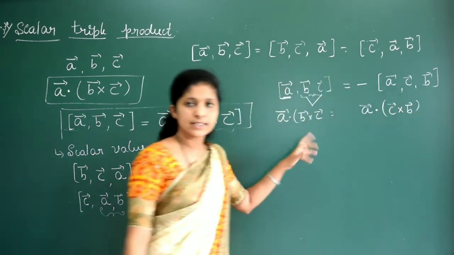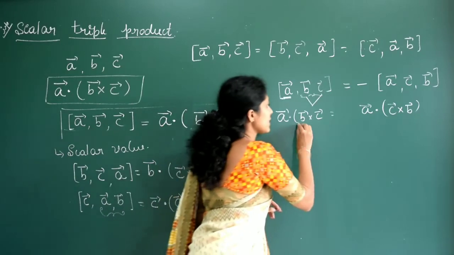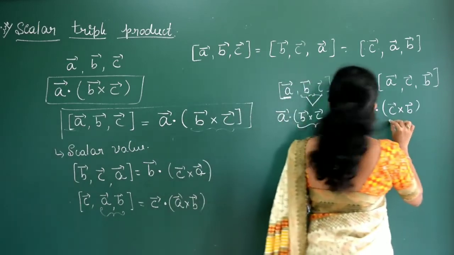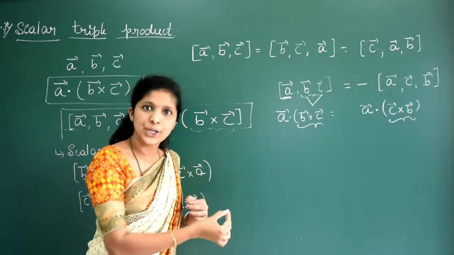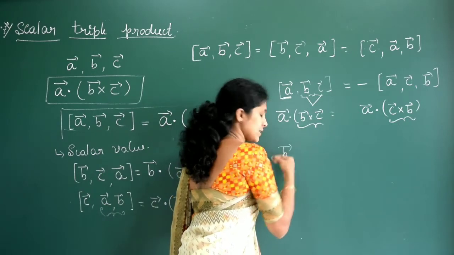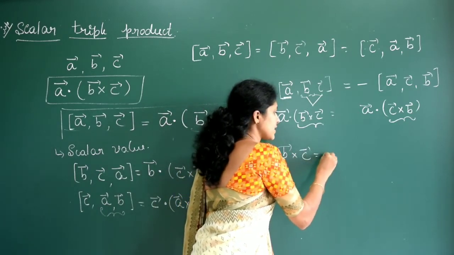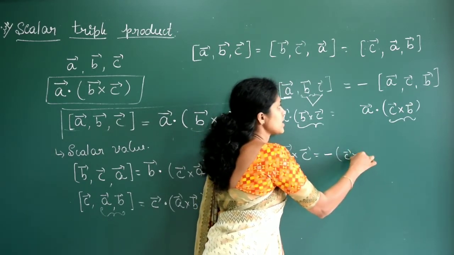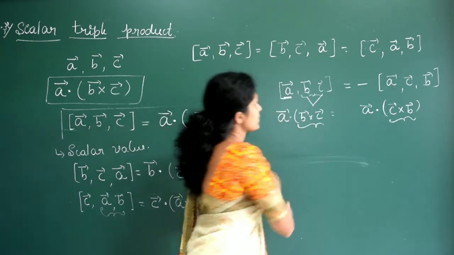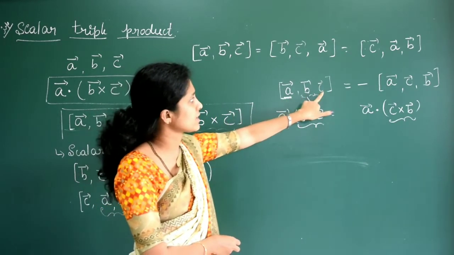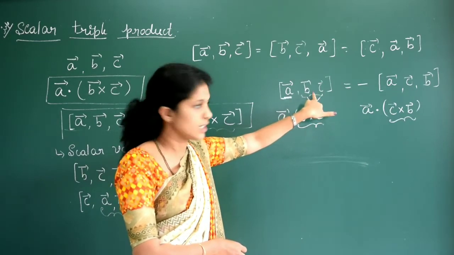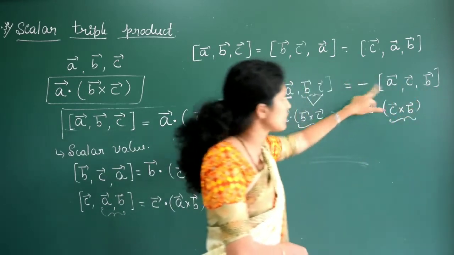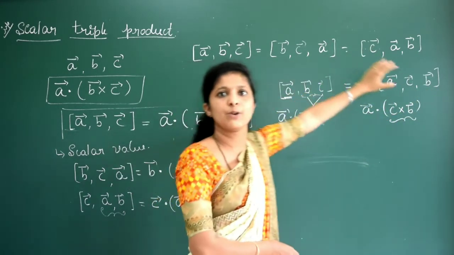You know that the vector cross product is not commutative. So B vector cross C vector is not equal to C vector cross B vector; it will be the negative of that. So B vector cross C vector is always equal to the negative of C vector cross B vector. That's why we can't write A vector, B vector, C vector directly. If you change the cross product order, you will get the negative value.